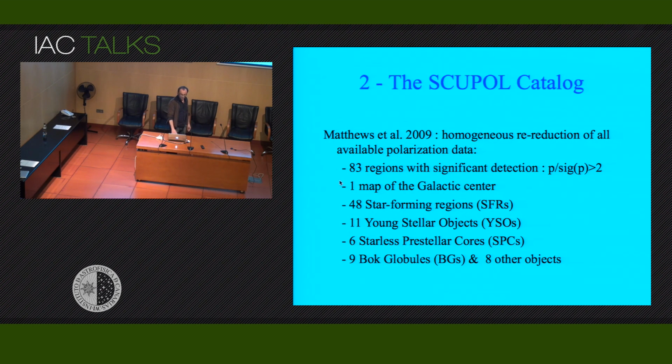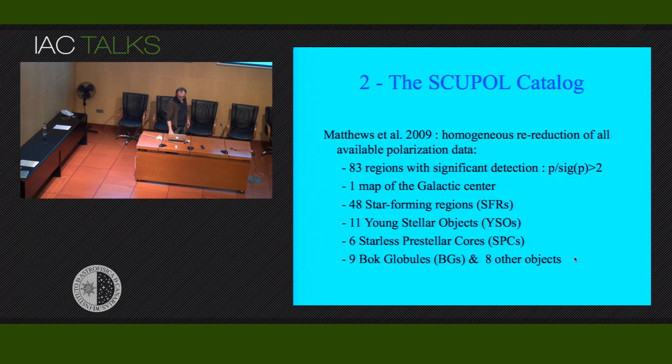So we have one interesting large map of the galactic center, a lot of star-forming regions, some young stellar objects, starless prestellar cores, and Bok globules. So basically cold regions.